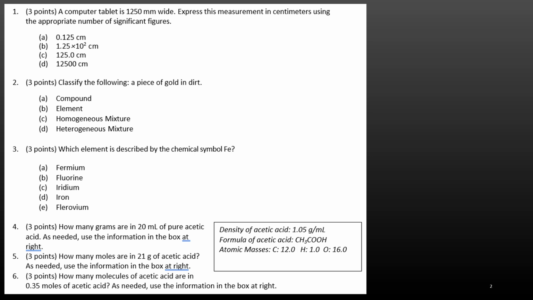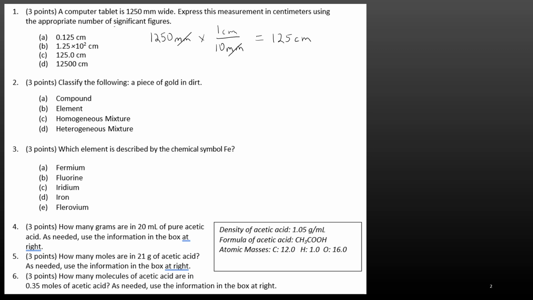First question. These first three actually are examples of the type of multiple choice questions that will be on the exam. So let's solve the first one. It's 1250 millimeters, and we need to convert that to centimeters. So our conversion factor is 1 centimeter for every 10 millimeters. If I cancel units, I cross out millimeters here and here, and my answer is 125 centimeters.